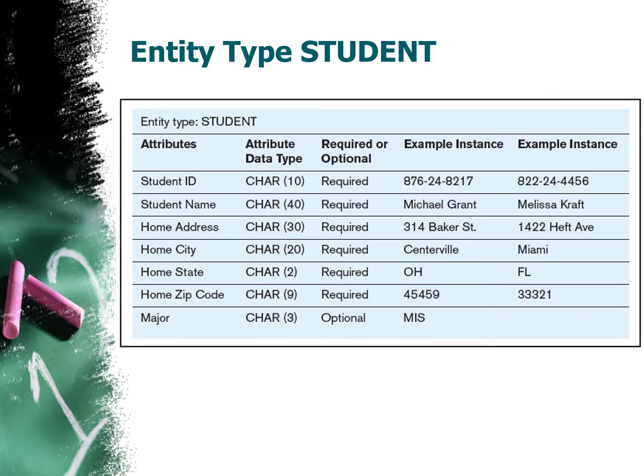Here is an example of an entity type for a student. As you can see there, the attributes are all related to the personal information of the student. Each attribute has a corresponding data type, and you will notice it's either required or optional. Among all the others, major is actually optional. Now an example instance, you can see there, and the last column as well.